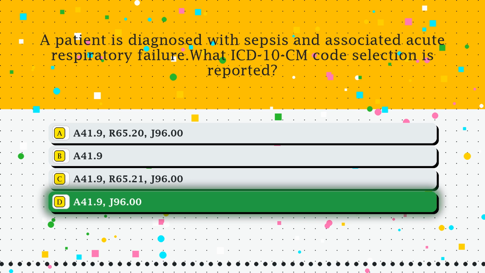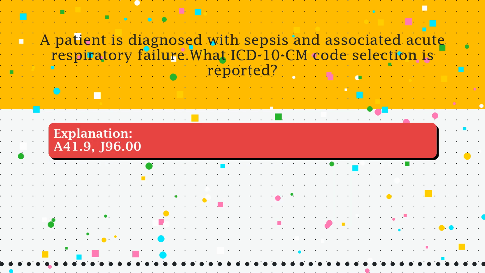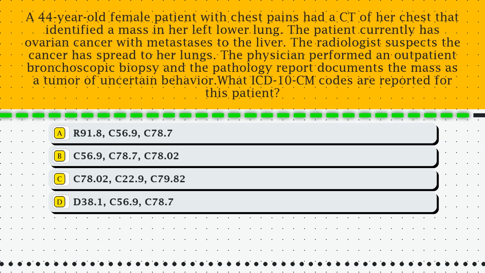Question 25. A 44-year-old female patient with chest pains had a CT of her chest that identified a mass in her left lower lung. The patient currently has ovarian cancer with metastases to the liver. The radiologist suspects the cancer has spread to her lungs. The physician performed an outpatient bronchoscopic biopsy and the pathology report documents the mass as a tumor of uncertain behavior. What ICD-10-CM codes are reported for this patient?